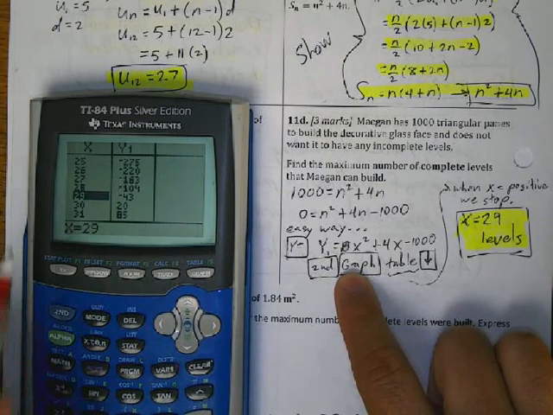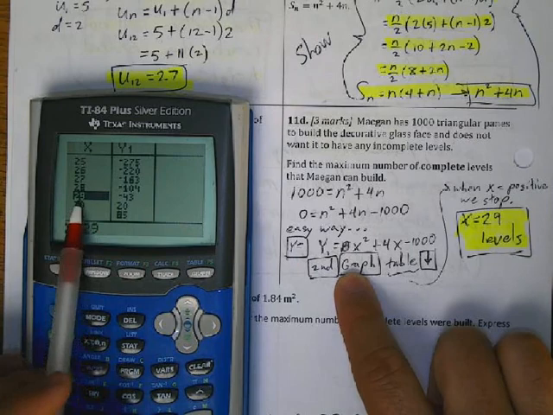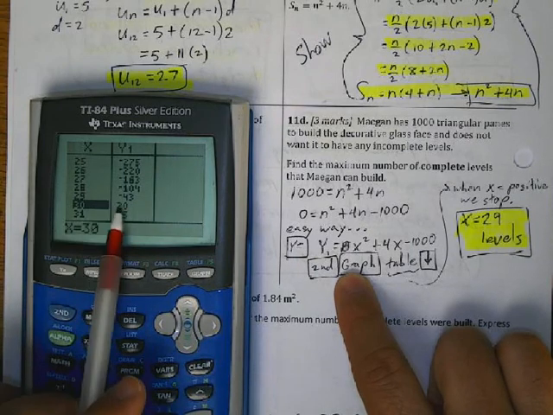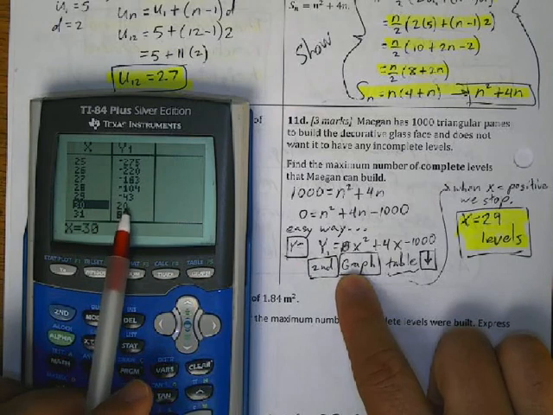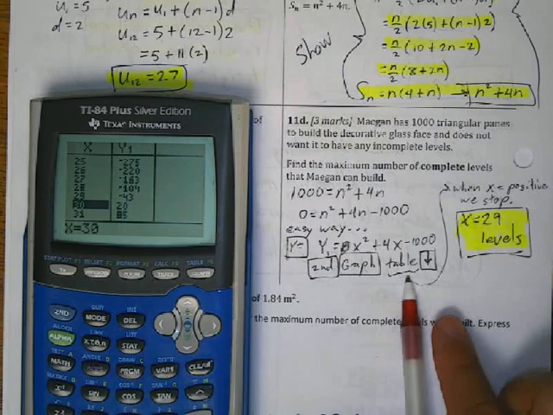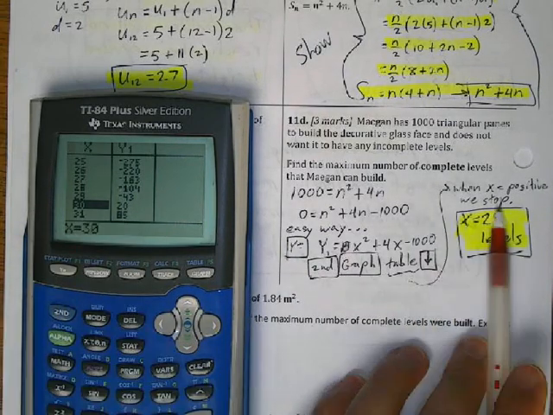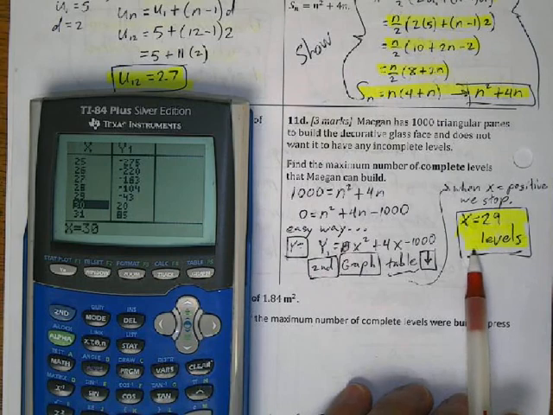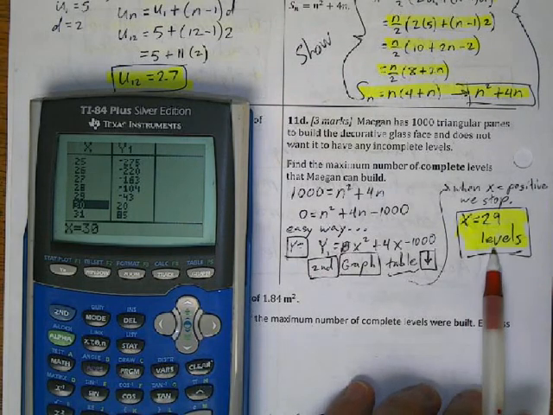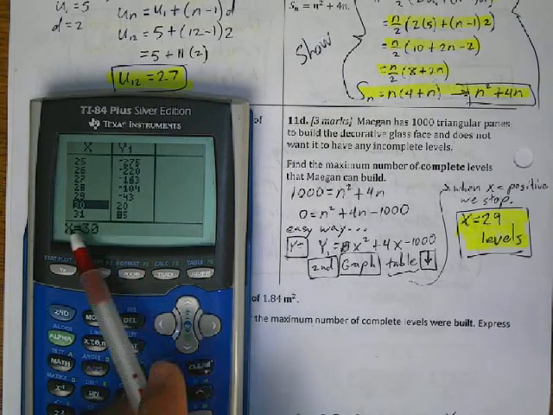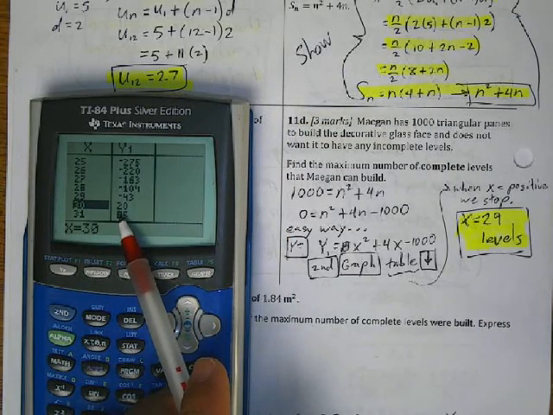and at the 29th level, I'm at negative 43. At the 30th level, I'm at 20. So I've gone 20 over here. So once I've got to positive numbers, I have to stop. So I know that I can make 29 levels of tile. If I do 30 levels of tile, I'm going to be 20 tiles short.